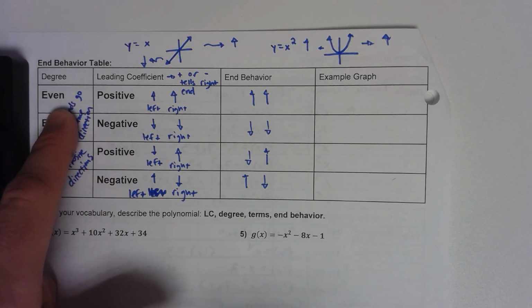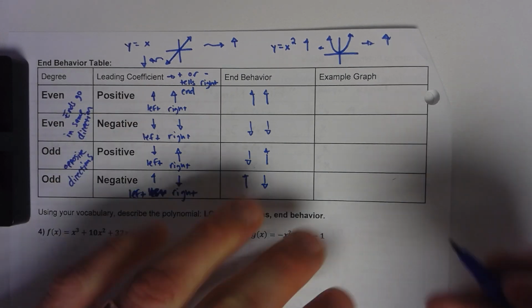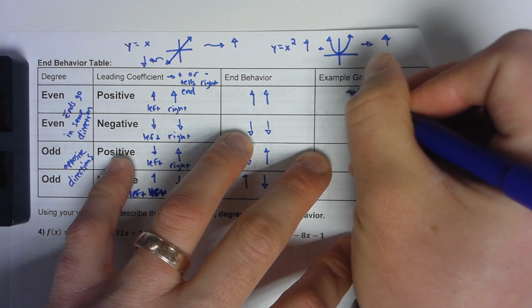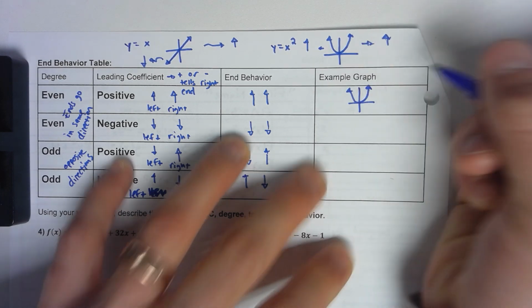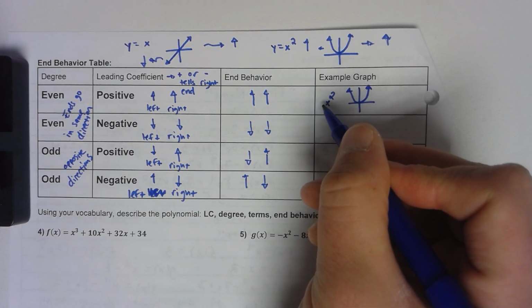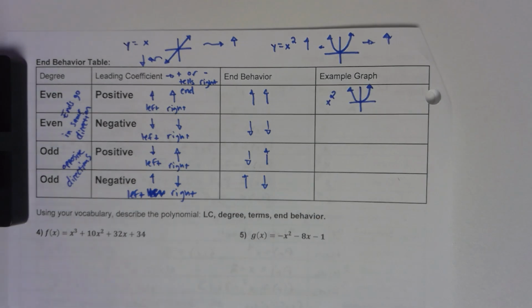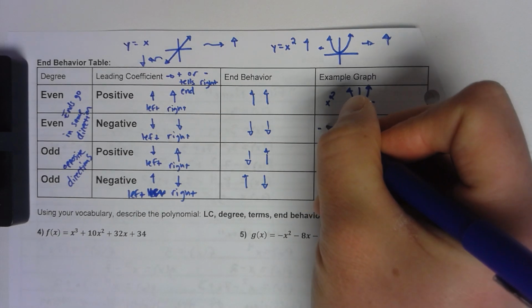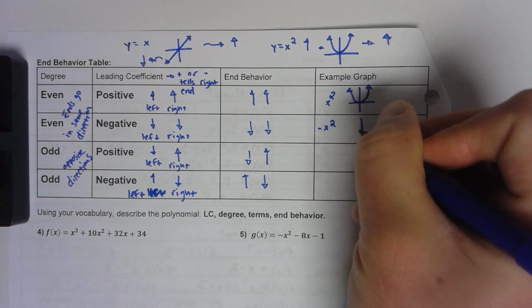Okay. So a positive even degree, well, that's what we just drew, like an x squared. Okay. A parabola. Okay, this is x squared. Positive leading coefficient, even degree. Okay, even degree negative leading coefficient, well, how about negative x squared? Where it just flips.